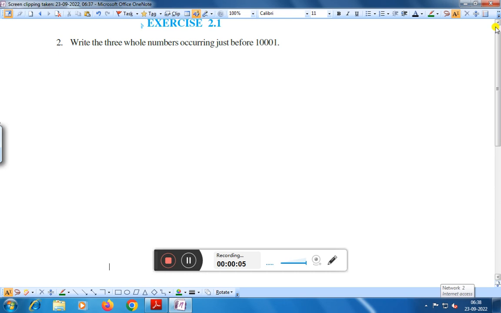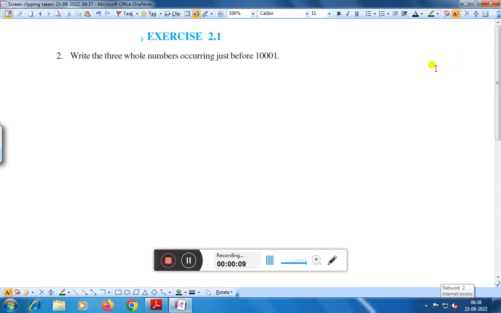Today we will discuss exercise 2.1 question number 2. What is the question number 2? Write the three whole numbers occurring just before 10,001. Whole numbers just occurring before 10,001. That means we have to subtract 1 from this number, right?